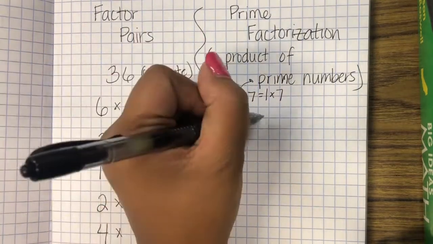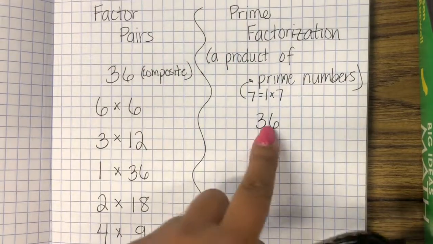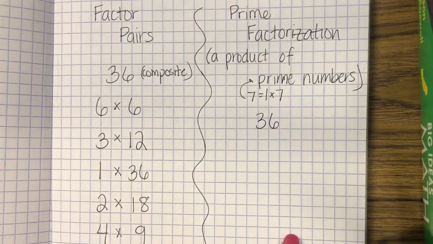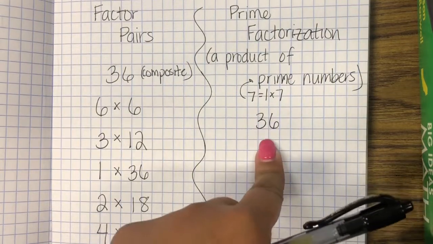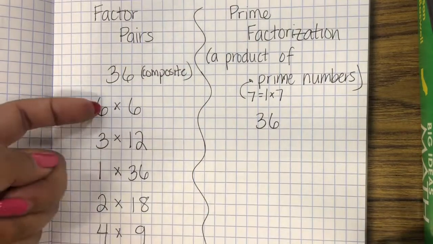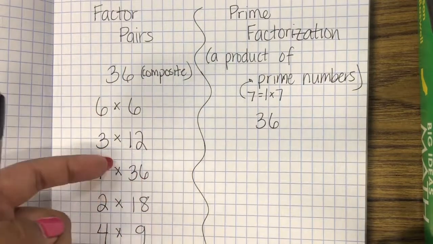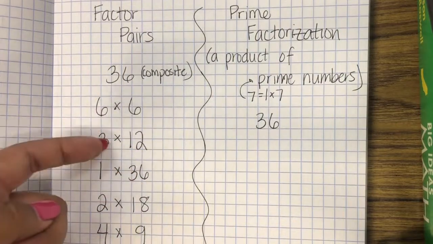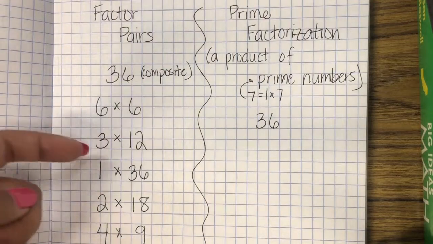Okay, so next part, we're going to do the same number, 36. We have 36 right here. We're going to use a factor tree, so basically a Christmas tree, to help us get all the prime numbers that multiply to each other to get 36. We could use any of these 4 options to start breaking down 36.